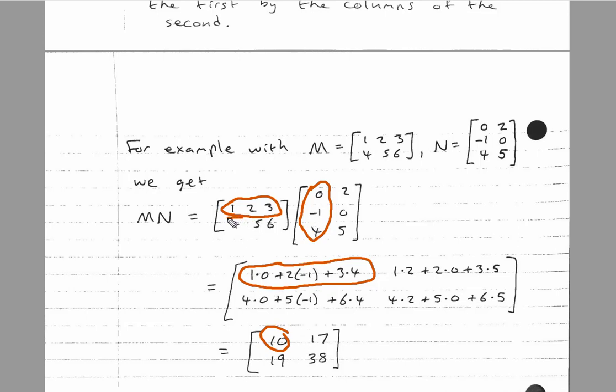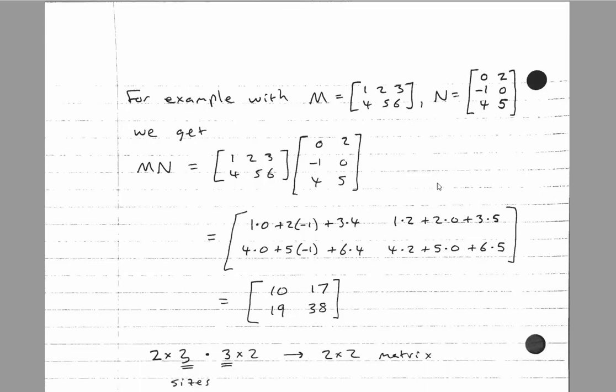Okay, then do the same thing. So the second row times the first column, that's worked out here. That gives 19. And then the same thing, multiply those rows by the second column to get these two numbers. Yeah, so it's a bit complicated.